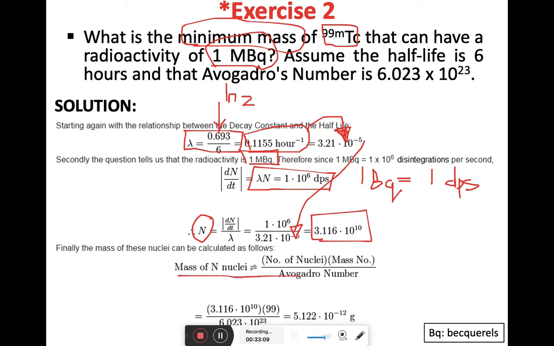The mass of the N nuclei is the number of nuclei times the mass number divided by the Avogadro number. For the mass number, you just plug in the 99 here. If you plug in correctly, you'll get 5.122 times 10 to the power of minus 12 grams. I hope that one is clear. It's a very simple exercise. Try to do it at home. Try to do it again.